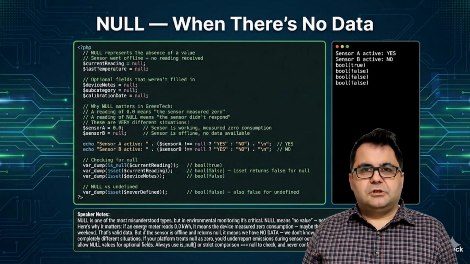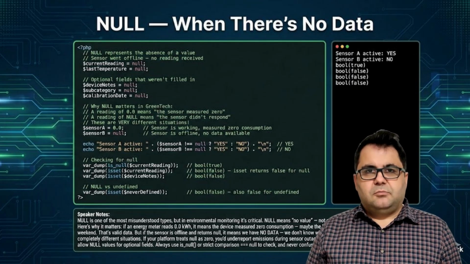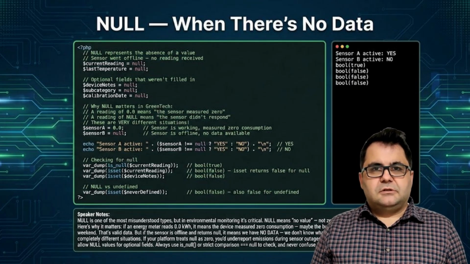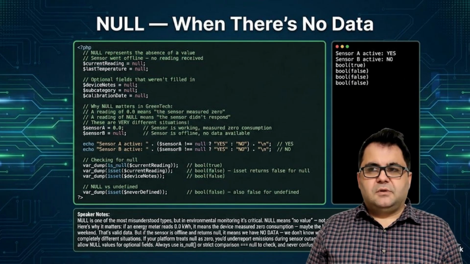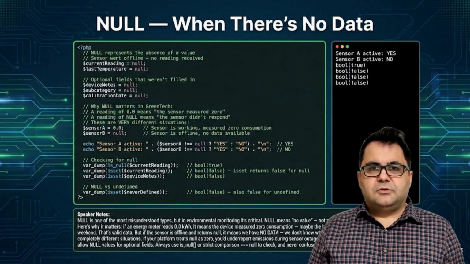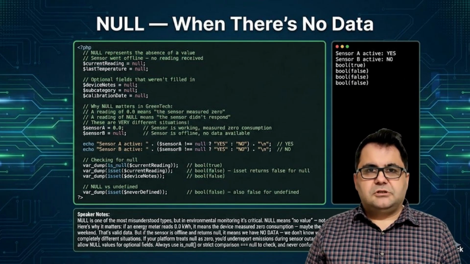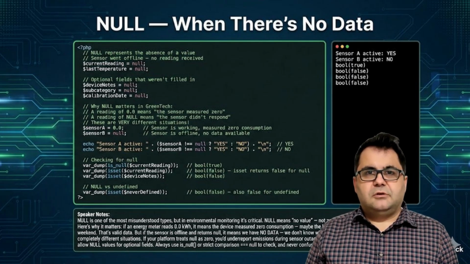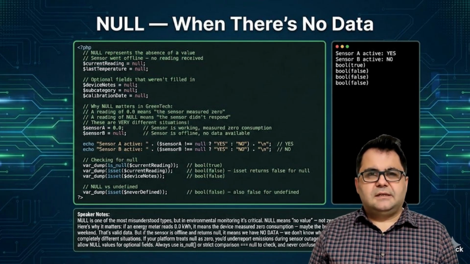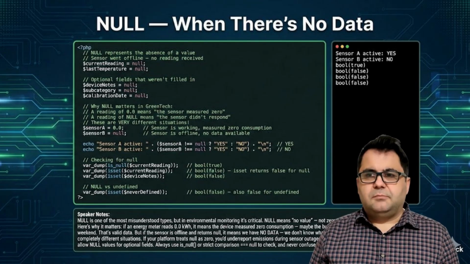If your platform treats null as zero, you'd underreport emissions during sensor outages. In our database, nullable columns allow null values for optional fields. Always use is_null or strict comparison with === null to check, and never confuse null with zero or empty string.